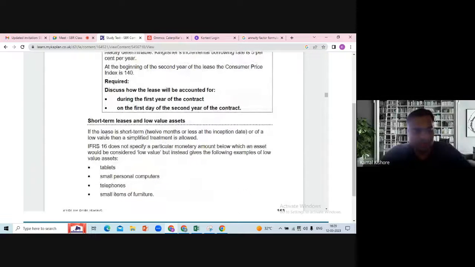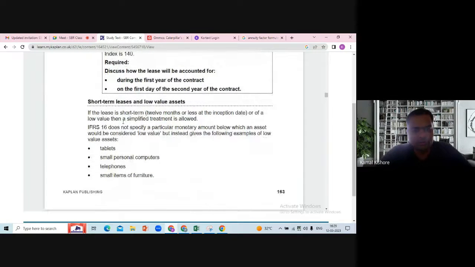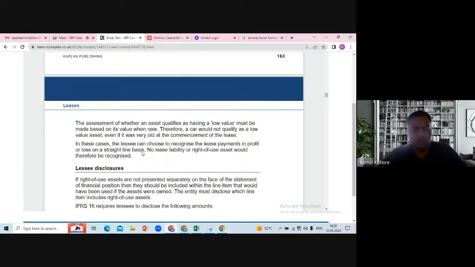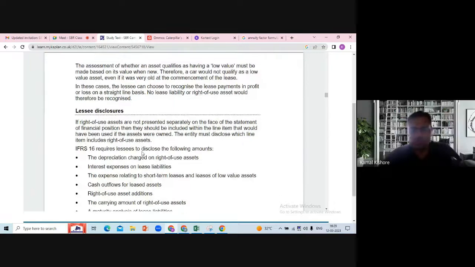Then short-term leases. Short-term leases means very simple, within 12 months, like all these computers or items of furniture, so you can simply show the rental amount in P&L. So that is about it.